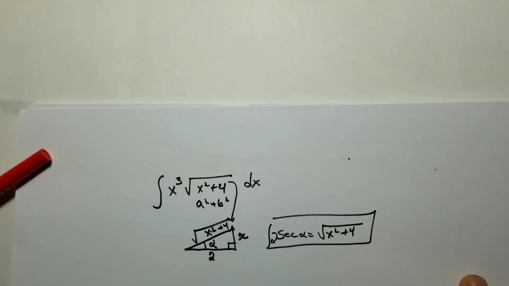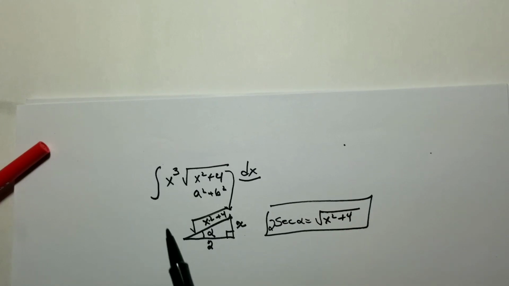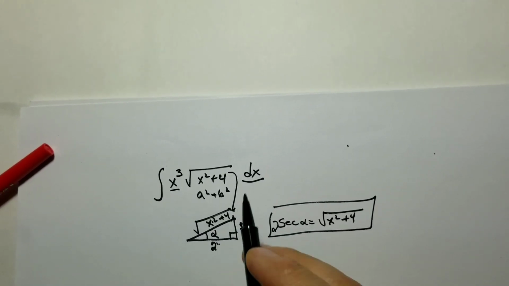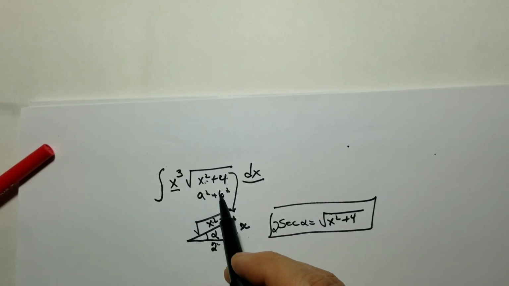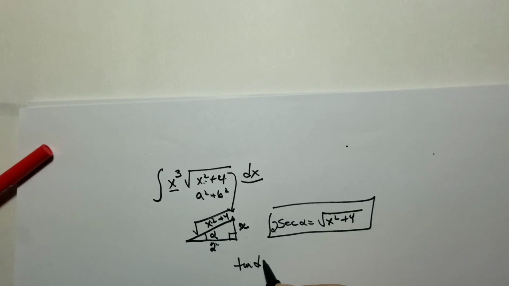See, I find this the most difficult part. Right now, I have to find something to help me with my dx and x cubed. This is nothing except the tangent, because opposite over adjacent always deals with tangent. Therefore, I'm going to say tangent of alpha equals x over 2, and put my 2 right there. Therefore, what is my dx? It is 2 secant squared of alpha d alpha.